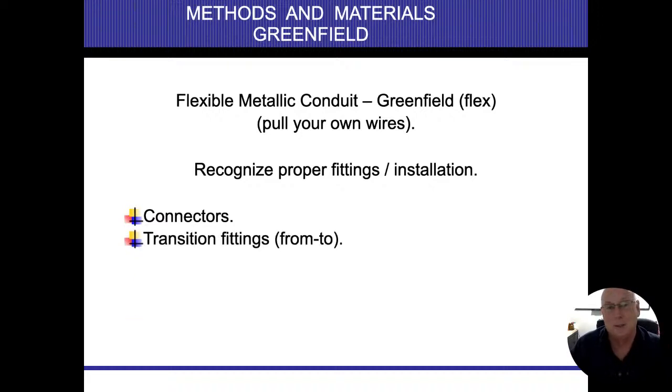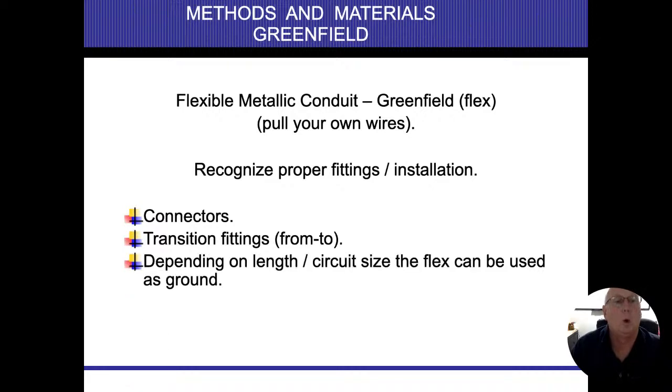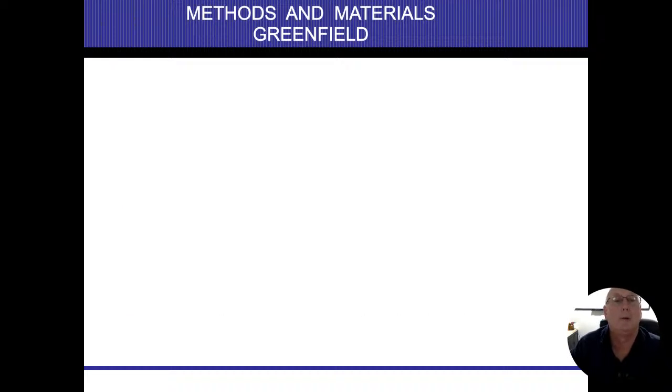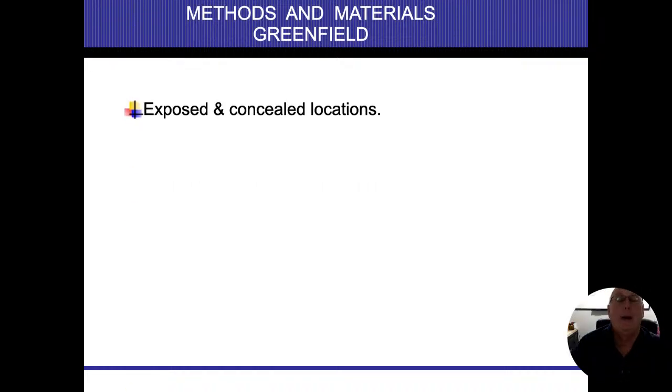But it still falls under the same rules, about 5 feet when you're going to be doing it. But you can run it and fish it under the walls. Not really the most common thing that people are going to be using just because of the size of it, all right? So depending on how you're using it is whether or not you have to run a separate ground wire through this. But for the most part, the Greenfield can be used as your grounding conductor, all right?